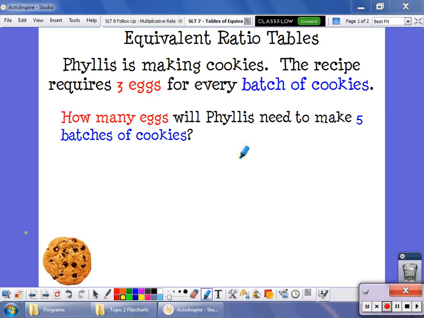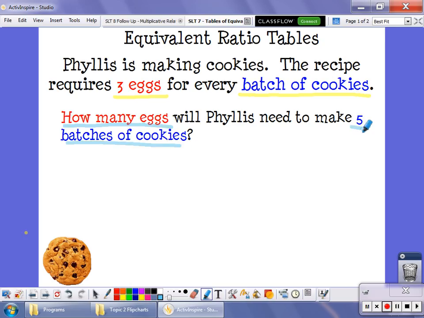Today we're going to be looking at equivalent ratio tables. Ratio tables are a way for us to display equivalent ratios. Here's an example. Phyllis is making cookies. The recipe requires 3 eggs for every batch of cookies. What we want to know is how many eggs will Phyllis need to make 5 batches of cookies.